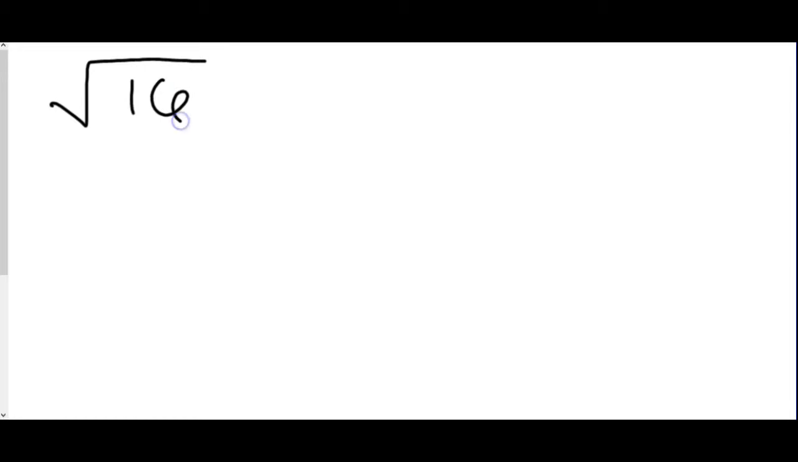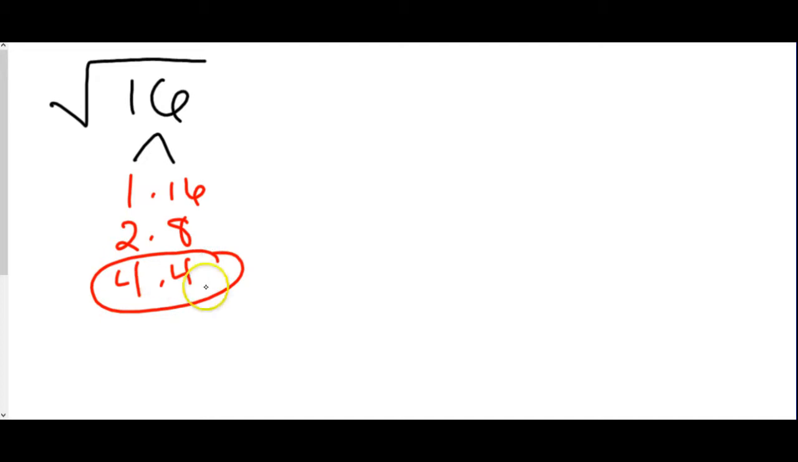If I were to say square root of 16, what a square root is asking is what number multiplied by itself equals 16. Well, we know lots of numbers that multiply to be 16: 1 times 16, 2 times 8, 4 times 4. But we are looking for the numbers that multiply by itself. It has to be the same number. So none of those work except the 4. The square root of 16 would be 4.